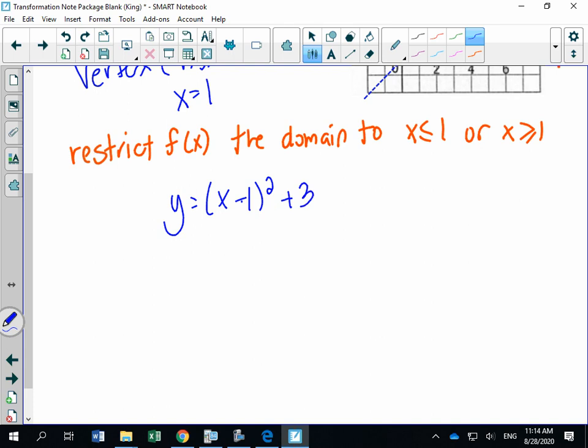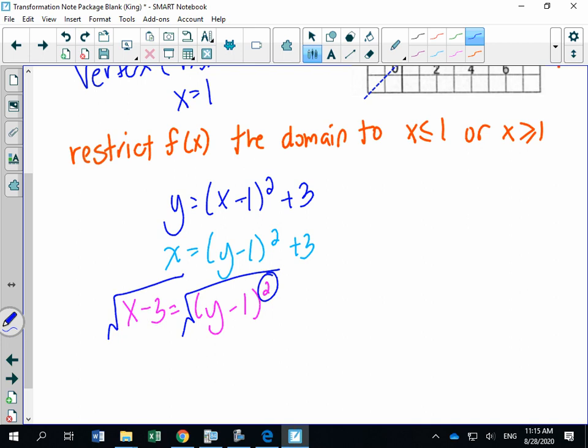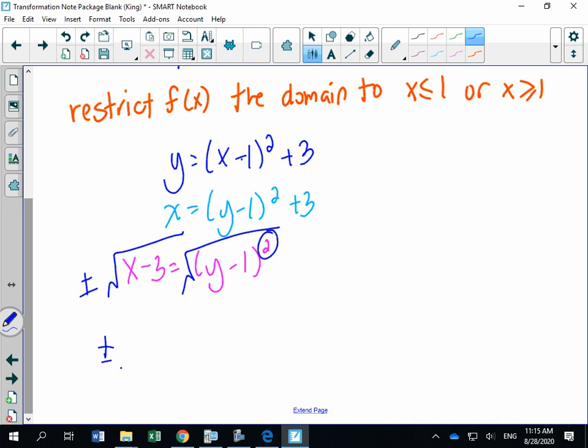So the new equations are, for the inverse, we need to interchange x and y. And then we need to solve for y. So subtract 3 from both sides. Y minus 1 close bracket squared. To get rid of that square, you're going to square root this and this. When you square root both sides, this is going to be plus and minus. So then what we're going to be left with is positive or negative square root of x minus 3 is equal to y minus 1. I need to isolate that y by adding 1 to both sides. So I'm going to add 1 to both sides.